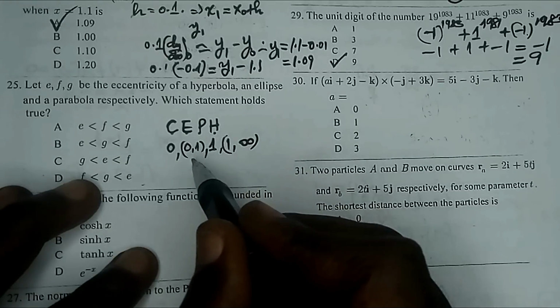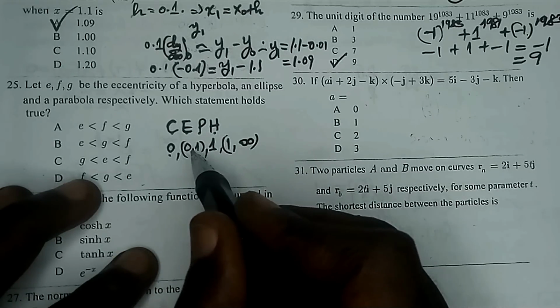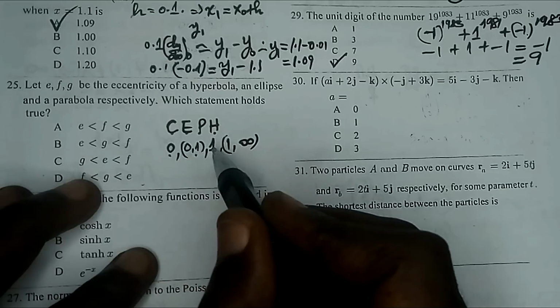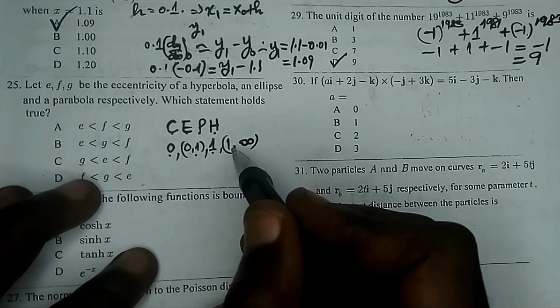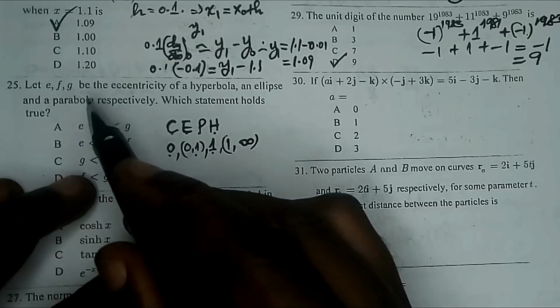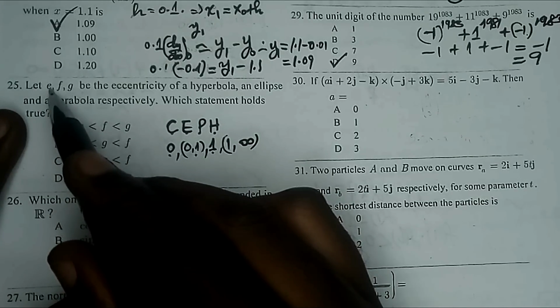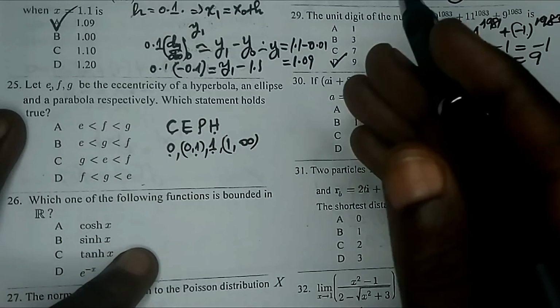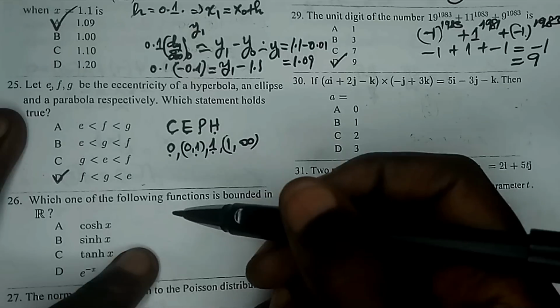And so the one that is 0 would be less than the one that is between 0 and 1, which is less than the one that is equal to 1, which is less than the one that is greater than 1. And so in that relationship, the one for the hyperbola, which is E, should be the highest. And so it is D that satisfies that relationship.